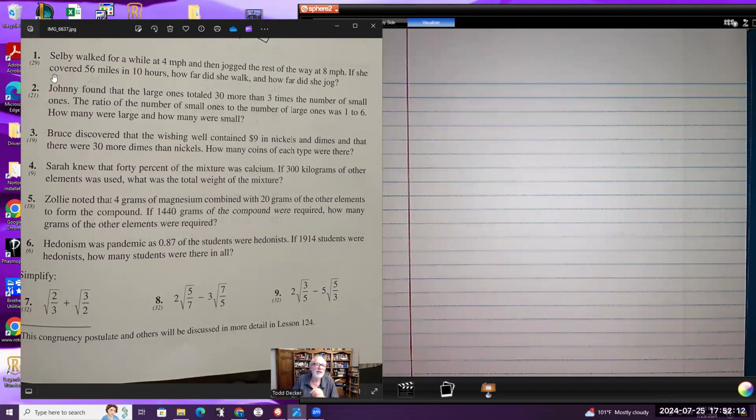Number one here says Selby walked for a while at 4 miles per hour and then jogged the rest of the way at 8 miles per hour. If she covered 56 miles in 10 hours, how far did she walk? How far did she jog?